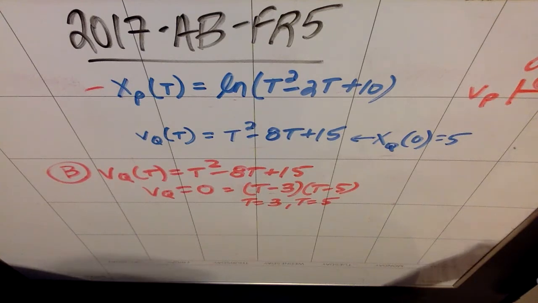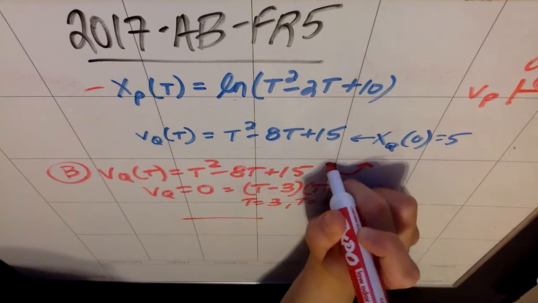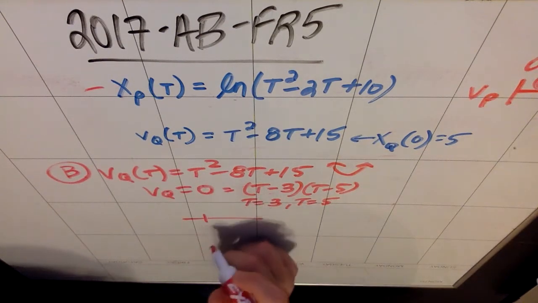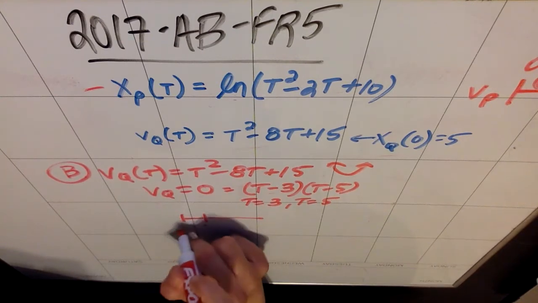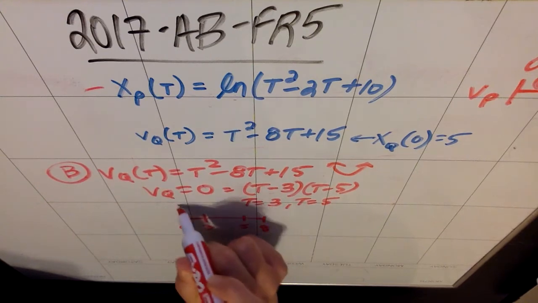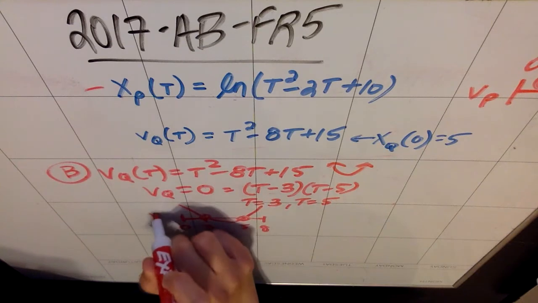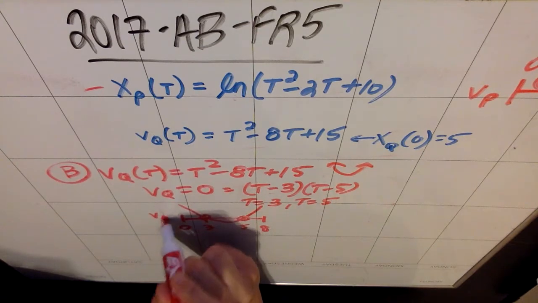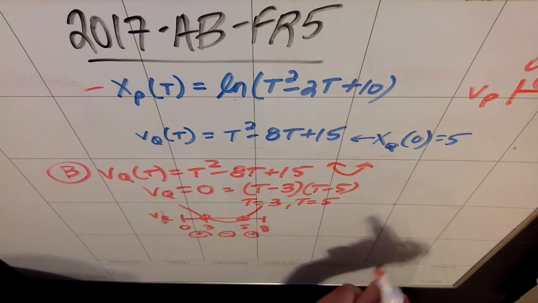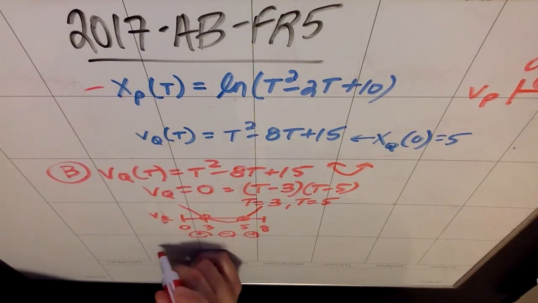You can either make a detailed sign chart for this, or you can do a visual sign chart, because this is a parabola. You know it's a parabola that's a smile because the coefficient in front of t squared is positive. So if you go from 0 to 3 to 5 to 8, you're looking at a smile, so your VQ has to look like this. That means VQ is positive from 0 to 3, negative from 3 to 5, and positive from 5 to 8.